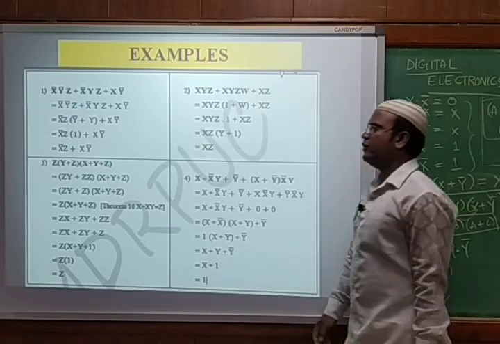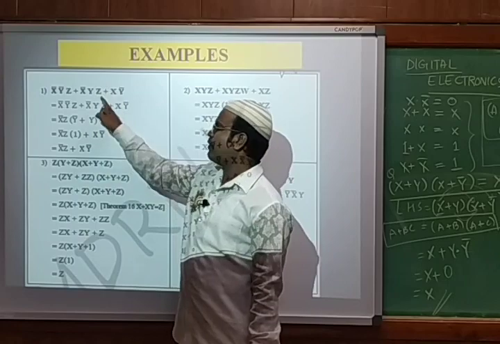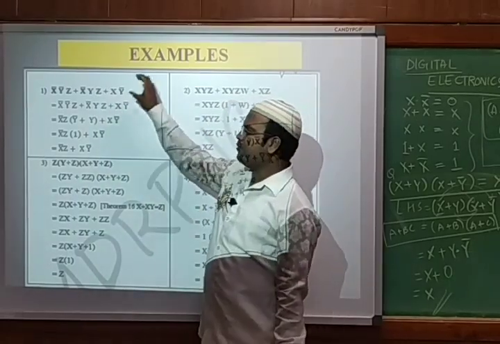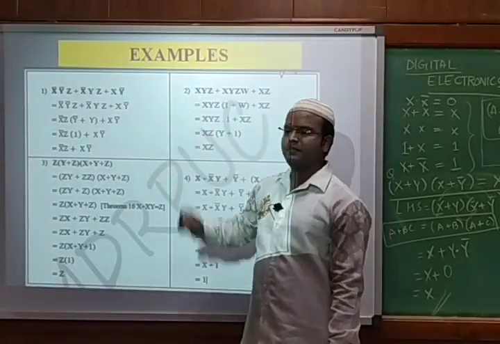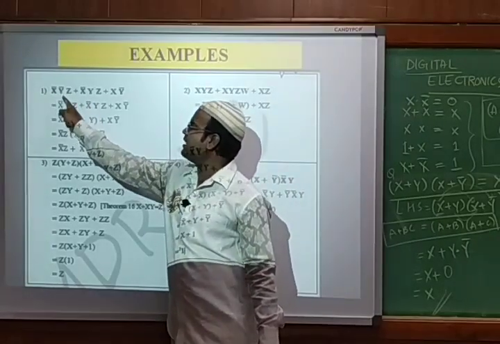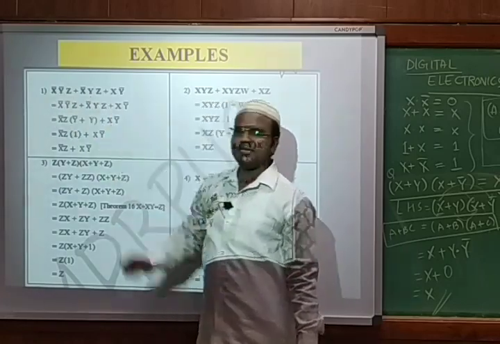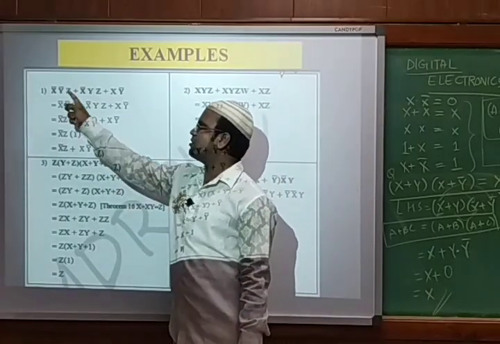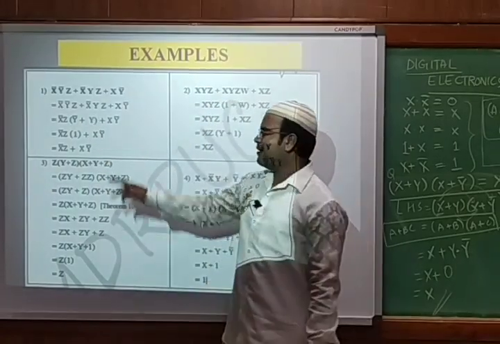So for doing these things, what will we do? They gave a question, first thing, x bar y bar z plus x bar y z plus x y bar. In this, we need to convert that expression of Boolean function into the simplest form. So in order to do that, we do have x bar y bar z here, x bar y z here. What can I take? x bar z is common in the first two terms. So I am taking x bar z common. If I take x bar z common, what is left here? Here left is y bar, here left is y. We got y bar plus y.